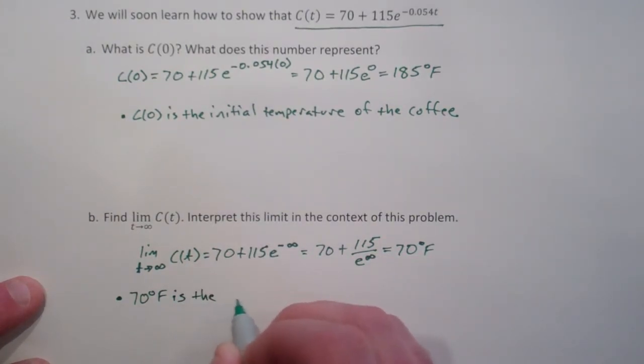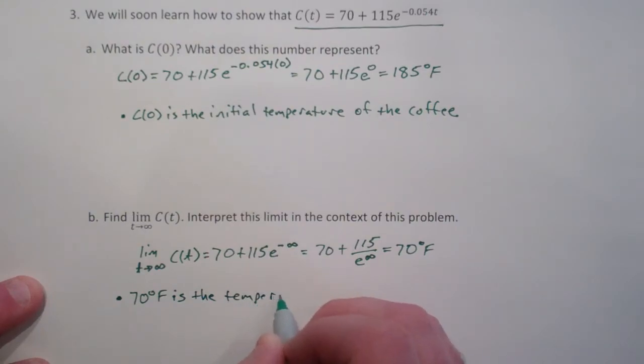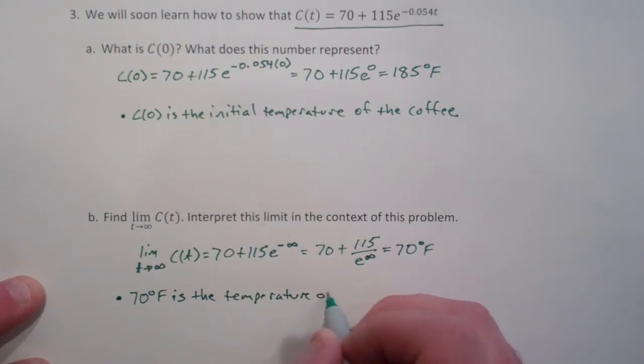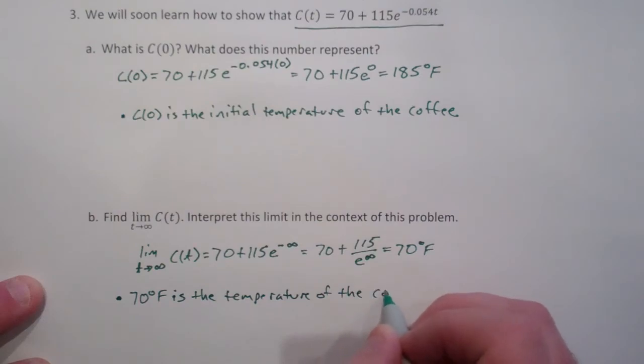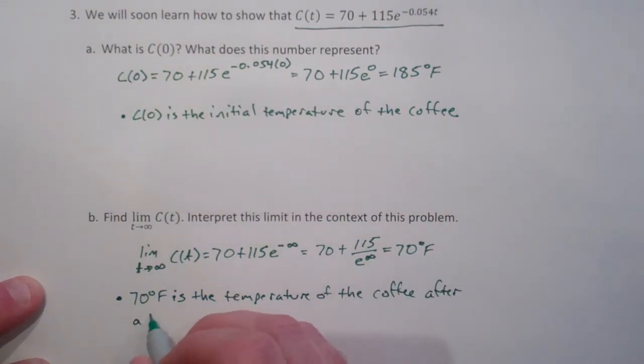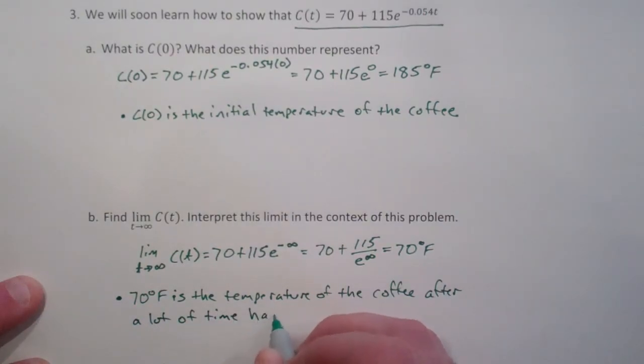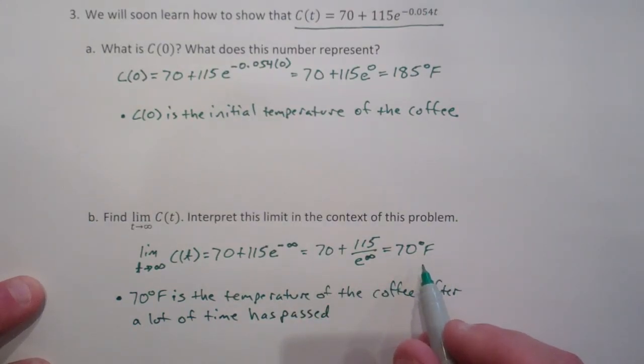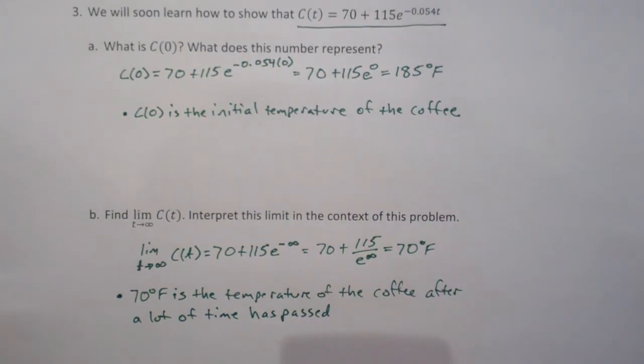is the temperature of the coffee after a lot of time has passed. Another way of reading into this would be that this 70 degrees is perhaps the surrounding environment's temperature. The coffee will approach and finally be equal to that, given that enough time has passed.